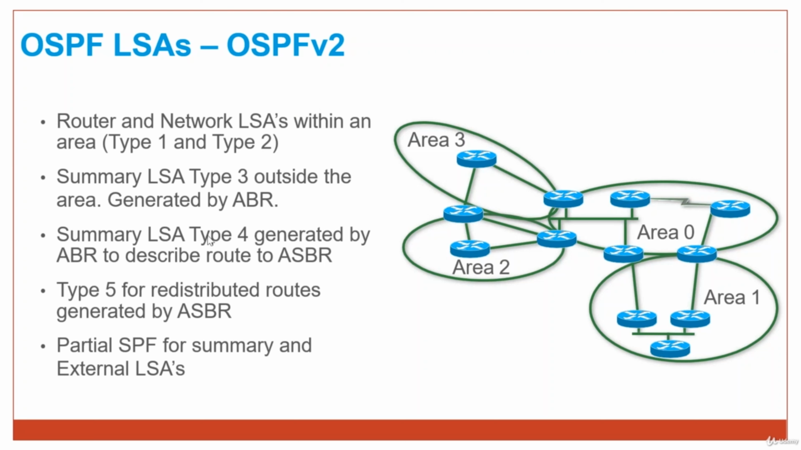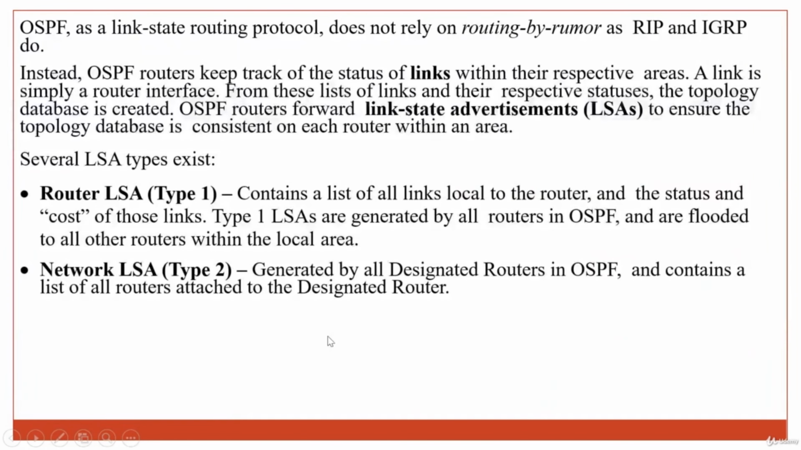Then we have type 3 and type 4 generated by ABR, Area Border Router. They can flow from one area to other area. We'll see in the upcoming slide. And then we have type 5 LSA that is generated by Autonomous System Border Router, means non-OSPF protocol. They are going to generate that.